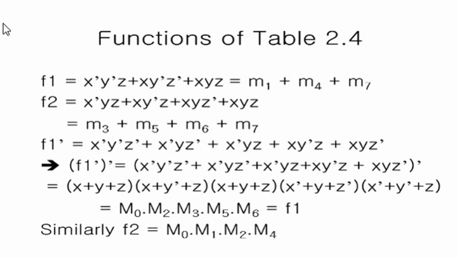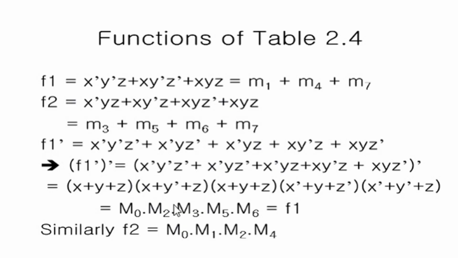Likewise, x, y, z is nothing but 111. 111 is 7. So similarly, you can work out for F2. Okay. So if I want to take the complement, F1 bar. So what is F1 bar? F1 bar is, since I have represented M1 plus M4 plus M7.